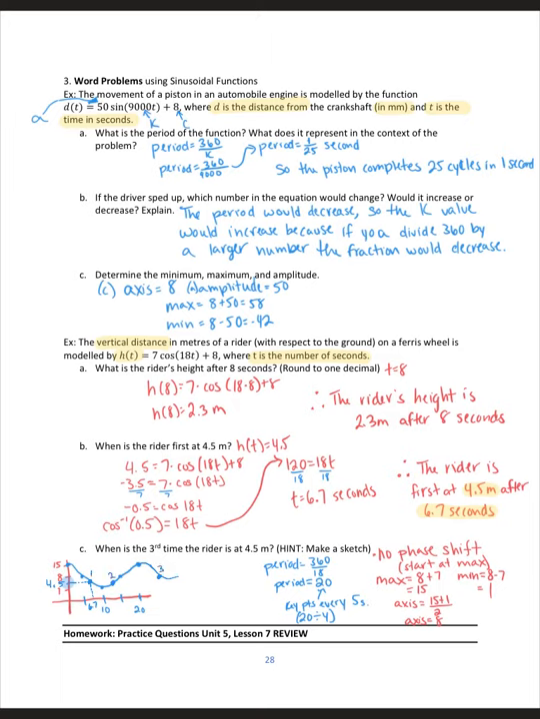How can we figure out that third time? You're just going to repeat your cycle again. So if we start our cycle again at 20 seconds, then we need to go another 6.7, right? Because after 6.7 seconds in a cycle, you're going to hit that 4.5 meters again. So 26.7 seconds. That'll be the third time we hit 4.5 meters.